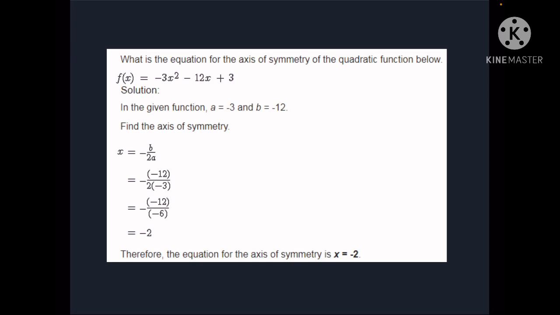How to find the axis of symmetry? We will use our formula, which is negative b over 2a. But here we have negative 12, and as we learned before, negative negative equals positive. Then it will be positive 12 over 2 multiplied by negative 3, which means 12 over negative 6, which is equal to negative 2. Therefore, our axis of symmetry is x equals negative 2.